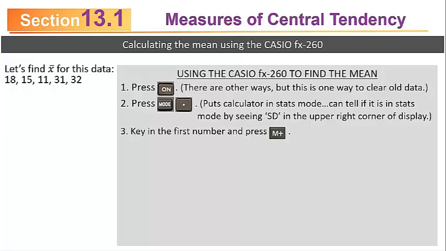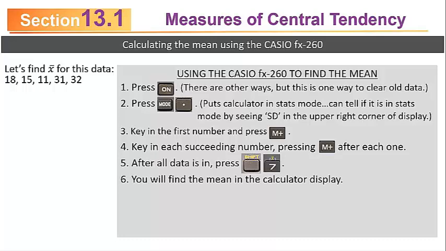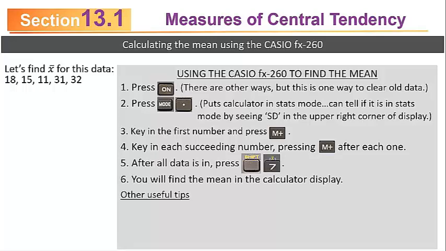Once in stats mode, you key in the first number and press M+. So in this case, 18. Then you press 15 and hit M+. Then 11 and hit M+. Then 31 M+. Then 32 M+. After you've entered all the data, and again, don't forget to press that last M+ after the 32, press Shift 7. And in the calculator display, you will find the answer.